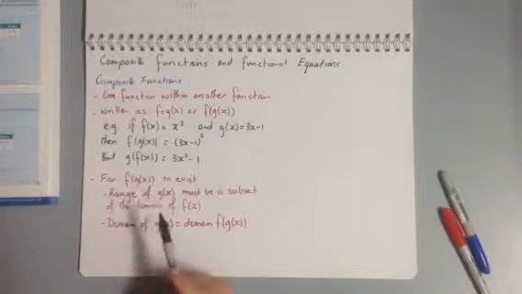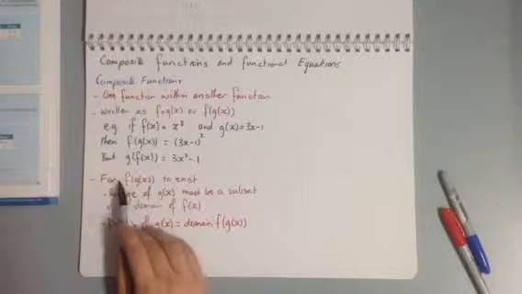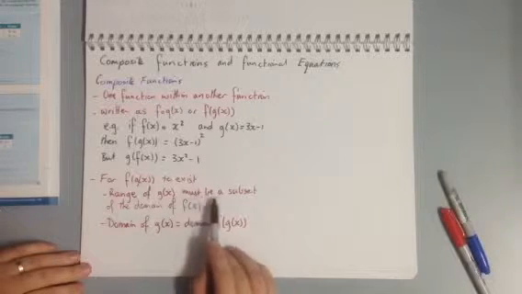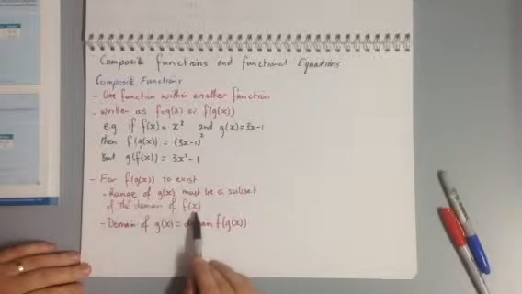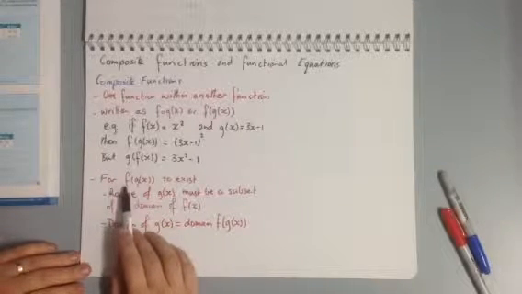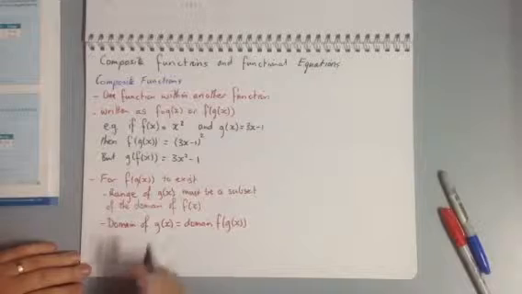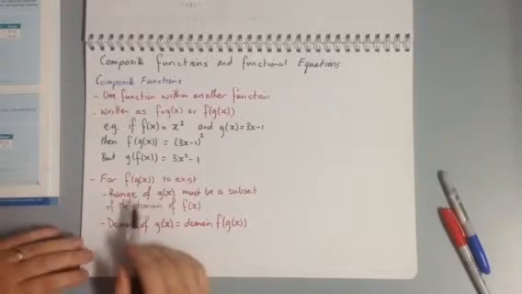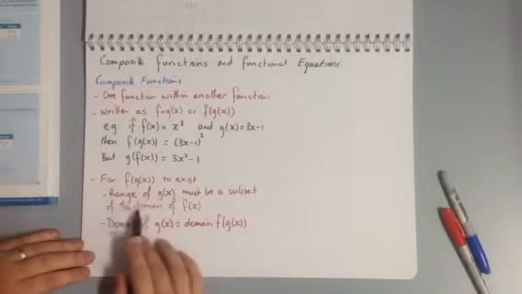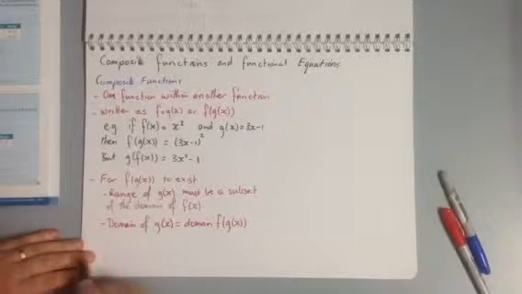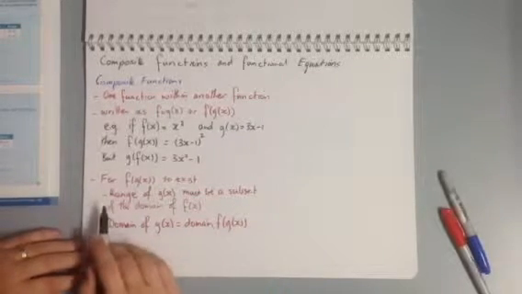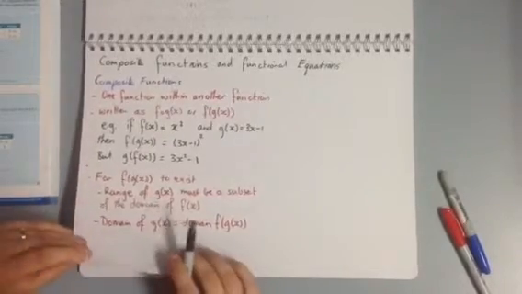Okay, there's just some rules for when these things exist. Okay, so for f of g of x to exist, then the range of g of x must be a subset of the domain of f of x. So the range of this thing has to be a subset of the domain of this thing. Okay, so remember, a subset is going to contain points that are in the domain. So points in the range have to be points within the domain. Okay, and we find that the domain of g of x will be the domain of f of g of x. Okay, so we'll look at a couple of examples.